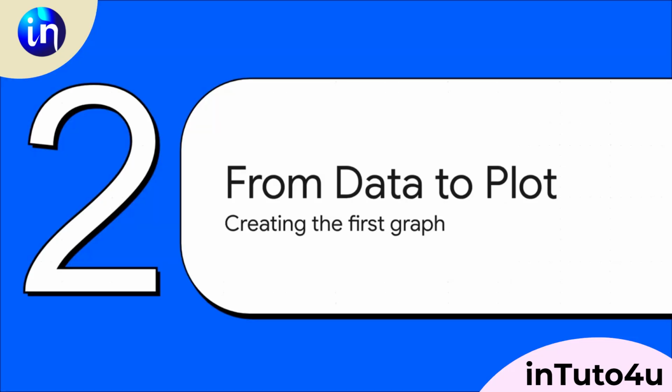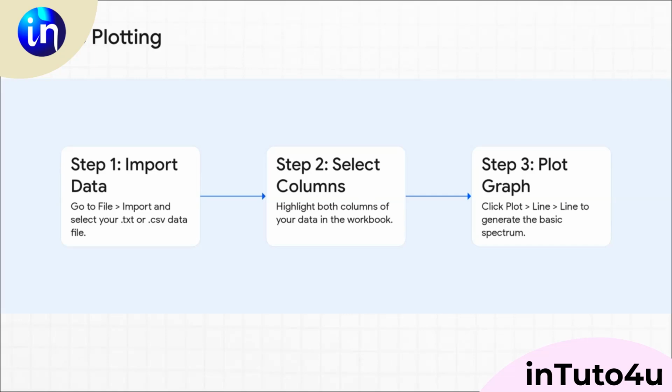All right, enough theory. Let's get our hands dirty. We are now officially moving from that data file to our very first plot in Origin. And you're about to see just how fast this part can be. Seriously, it's this easy. Step 1, import your data, usually a simple text or CSV file. Step 2, select those two columns we just talked about. And step 3, you just tell Origin to plot it as a line graph. And boom, just like that, you've got an initial spectrum right there on your screen.